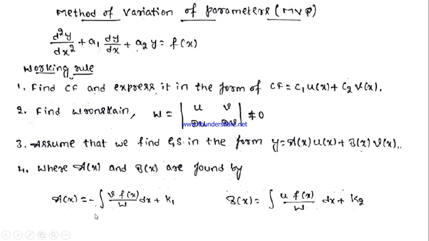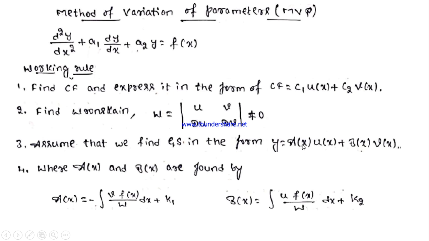A of x equal to minus integration of v f of x by w dx plus k1. B of x equal to integration of u f of x by w dx plus k2. F of x by w is common in both, where f of x is the RHS, w is the Wronskian, and v and u are taken from the complementary function. But we should note two things. The first point is the negative sign is only with a, it is not with b. The second point is that to find the value of a, we are using v, and to find the value of b, we are using u.